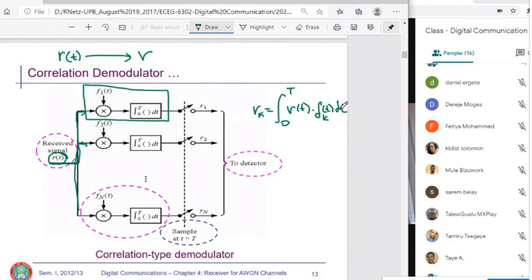Okay, so we have said that this is a correlation operation or an inner product operation. So the output at each branch is computed by taking the correlation between the received waveform r of t with each of the basis functions. Okay, so for our purpose, the maximum dimension we considered was 2: n is 1 for pulse amplitude modulation, and n is 2 for M-ary PSK and for QAM. So for our purpose, we need only two branches.